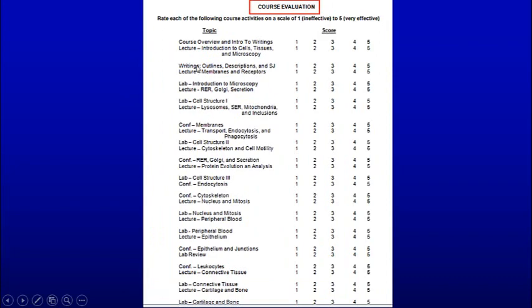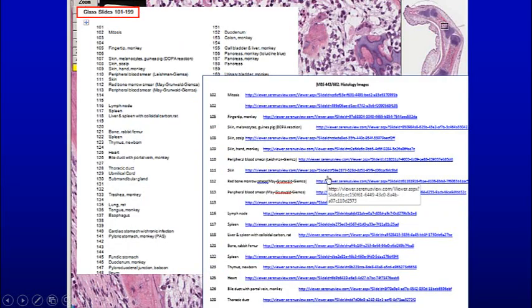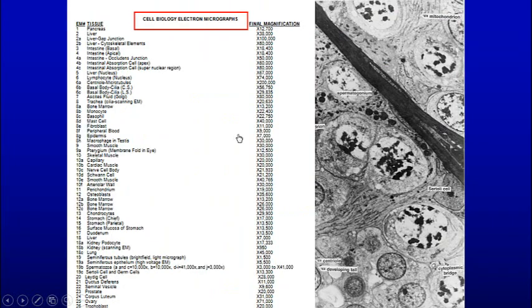This is a course evaluation for each of these items. For the lab, conference, or clinical correlations, you'll have a chance to score these from ineffective to very effective. Also, we have a list of the slides that we have and URLs that go to each of these slides. And here we see we have electron micrographs.